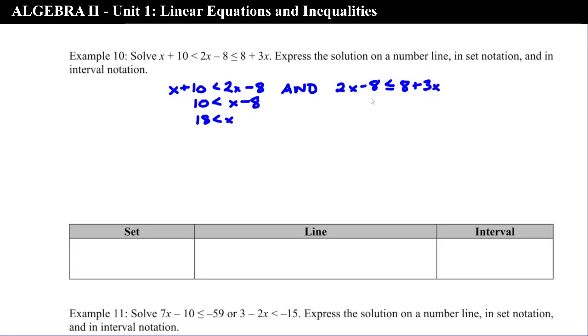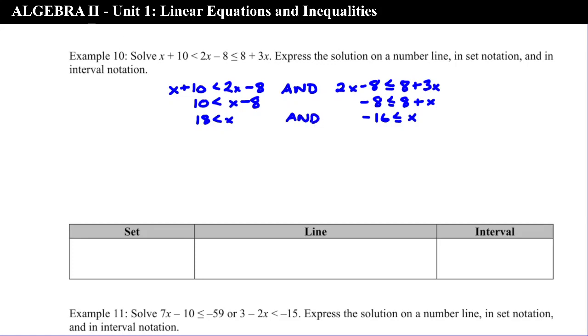Now let's move to the other one. Let's start off by subtracting 2x from each side. And when we do, we get 8 plus x on the right-hand side. And then if we add 8 to each side, or I should say subtract 8 from each side, we get negative 16 is less than or equal to x. And you have your and statement in between.